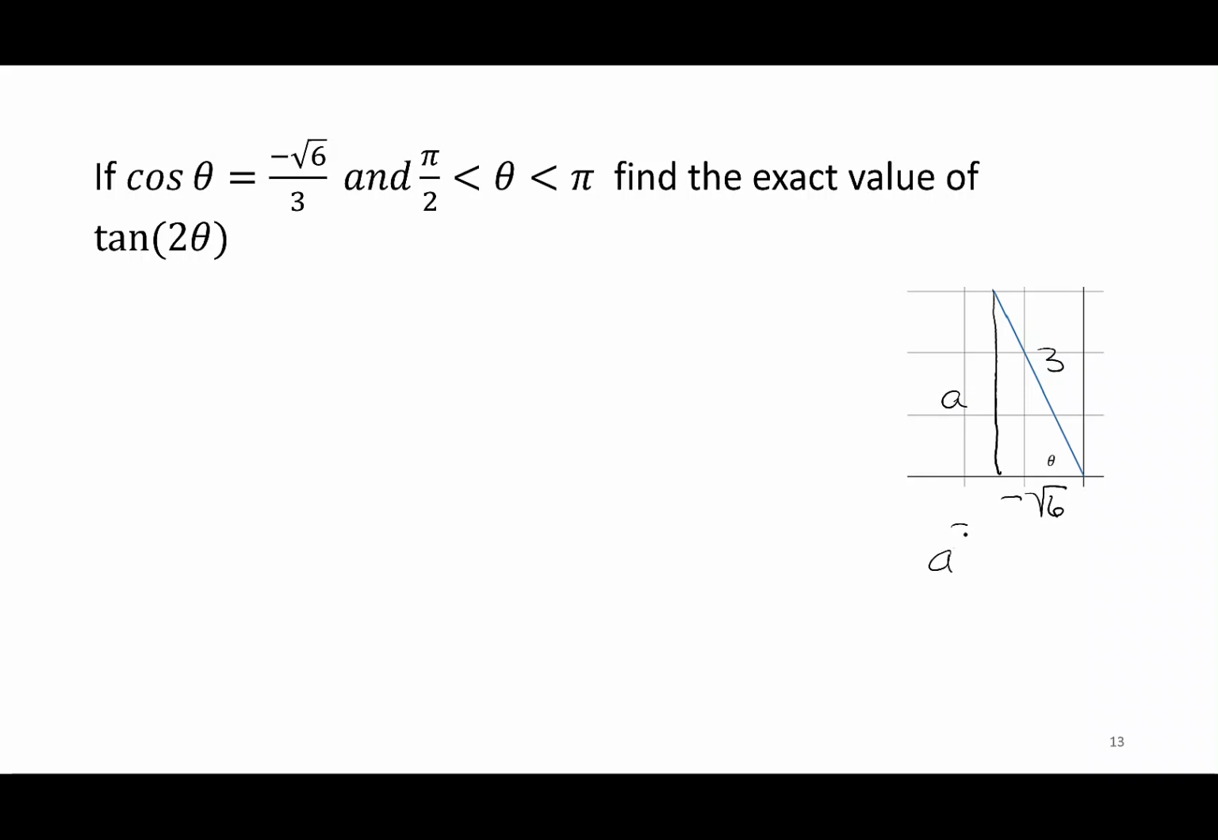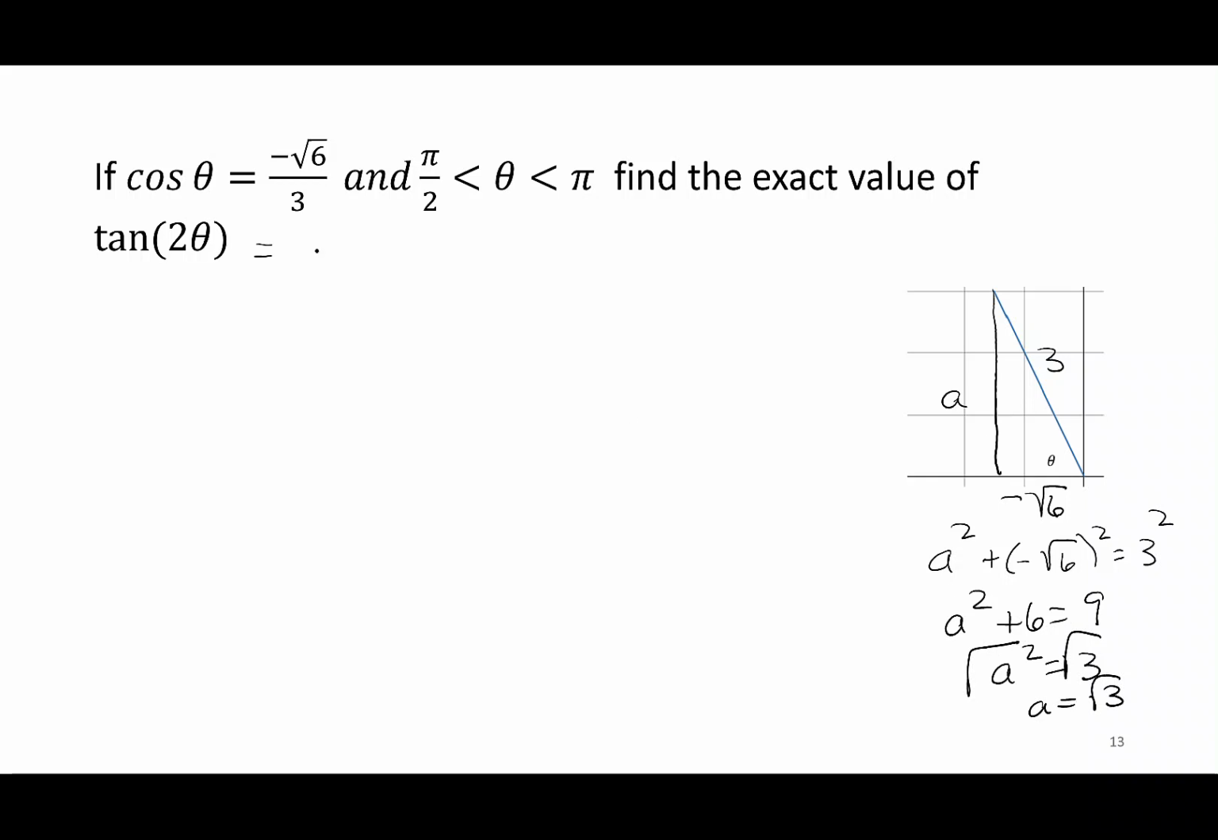Now I have a squared plus negative the square root of 6 squared is equal to 3 squared. This gives me a squared plus 6 is equal to 9. A squared is equal to 3. A is positive because we're in the second quadrant. When I take the square root, I get a is the square root of 3.